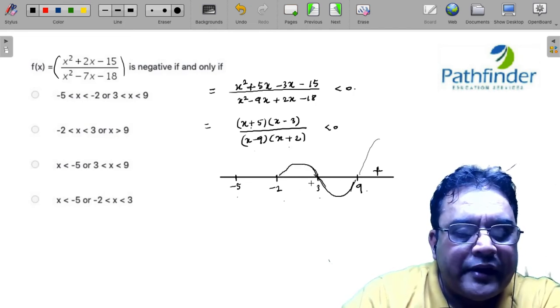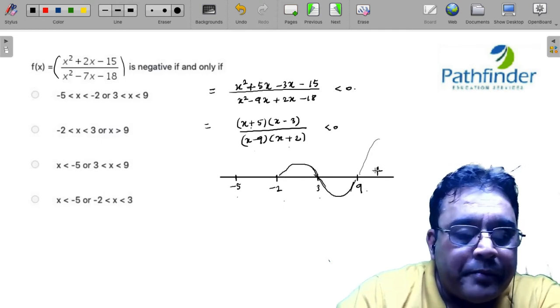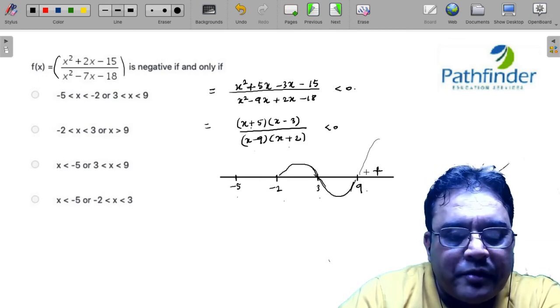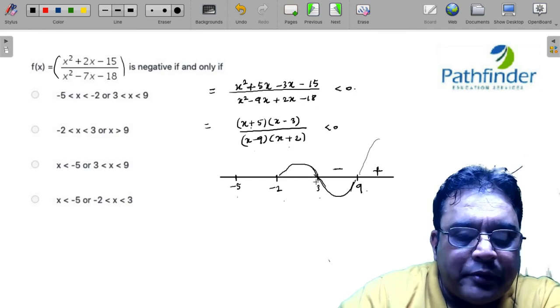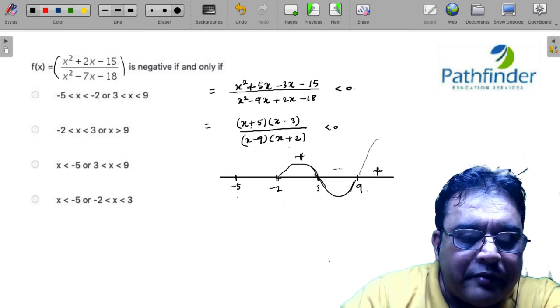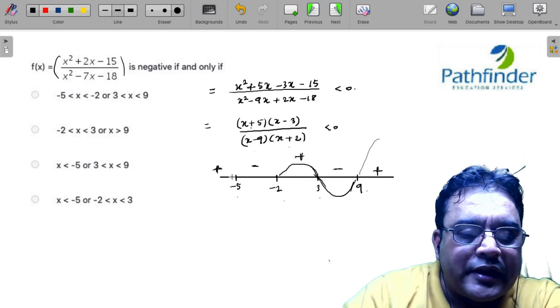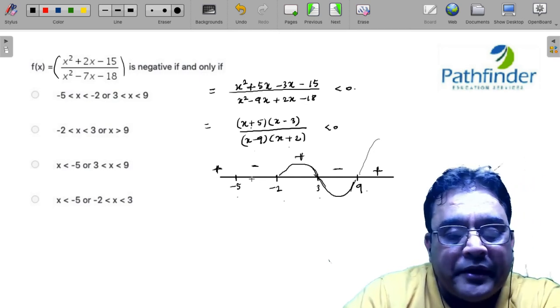So please understand, you don't really need to understand how this graph can be created, but for every critical point, the value of this function will change from positive to negative. So as it approaches the critical point, the graph becomes negative. Again, as it approaches the critical point 3, the graph will become positive. Again, as the graph approaches the critical point minus 2, the graph will become negative. And once the graph approaches its least critical point, below that the graph will again be positive.